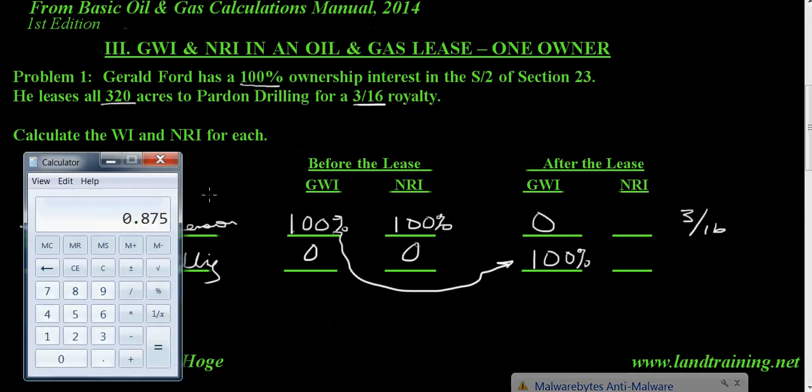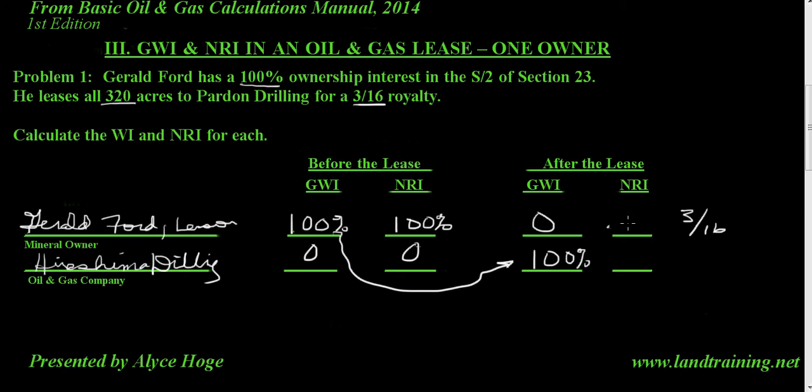So if we could look at our calculators, we want to calculate what's 3/16. 3 divided by 16 equals 0.1875. So that is his interest, 0.1875. So what does that leave for the oil and gas company? Well, they had sixteenths, they took 3/16 away. Now that leaves 13/16, because 13 and 3 is going to be 16/16.